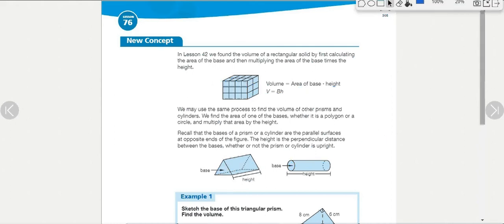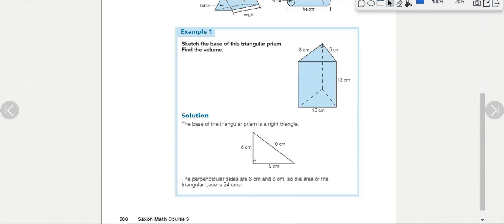Let's try one of each. It's sometimes helpful to sketch the bottom or the base. So for this triangular prism, they say to do that. Notice we get the hypotenuse of the right triangle shown at the bottom, and then on the top we get the two legs measured. So to sketch that would look like a 6, 8, 10 triangle with a right angle.